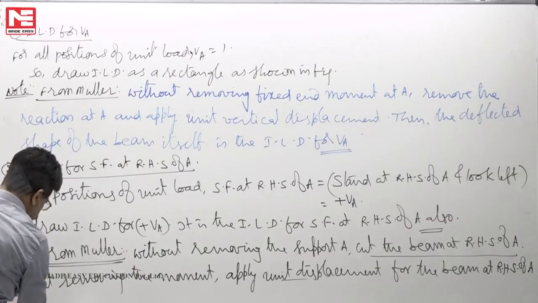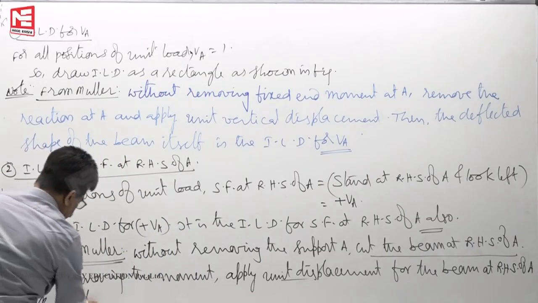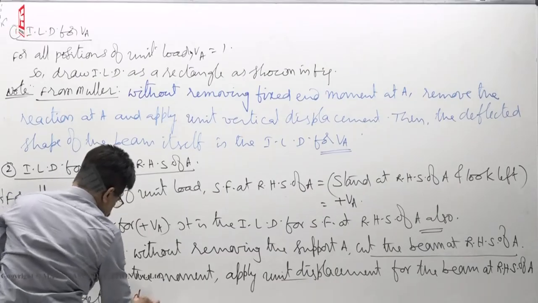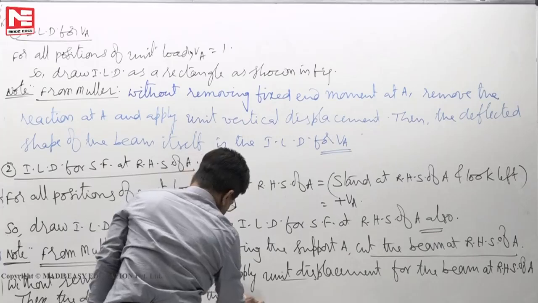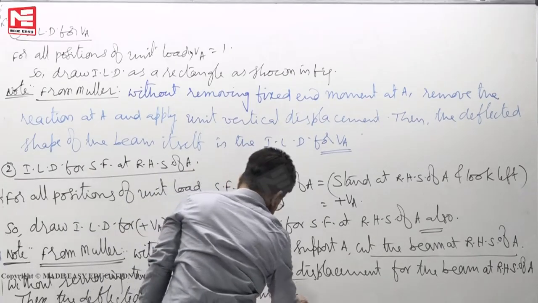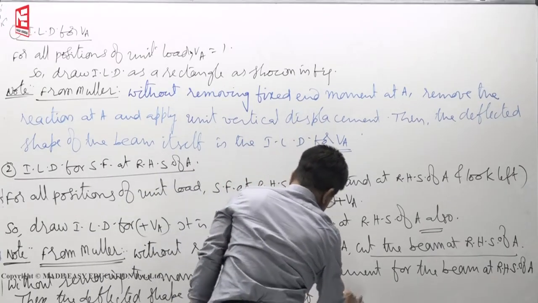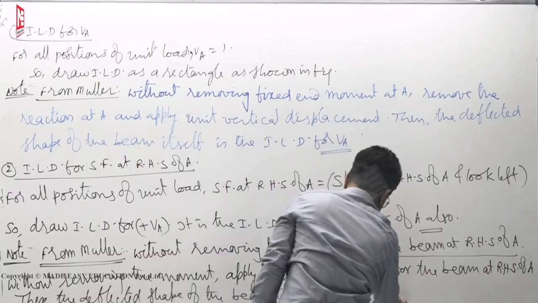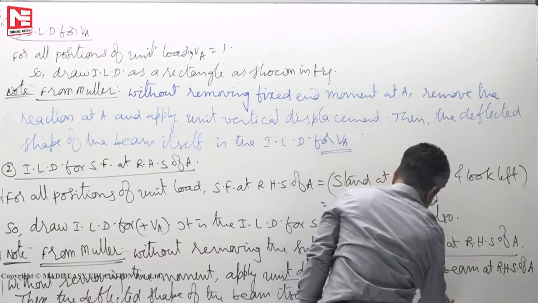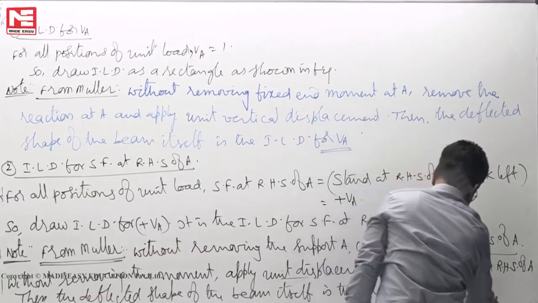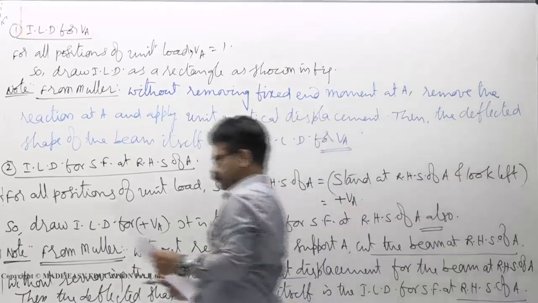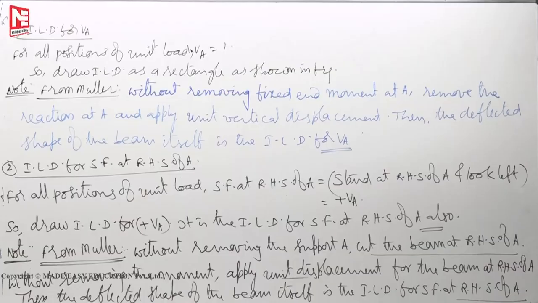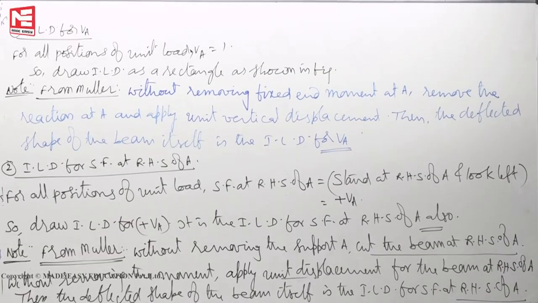Then the deflected shape of the beam itself is the ILD for shear force at RHS of A. Next, ILD for moment, let us see.